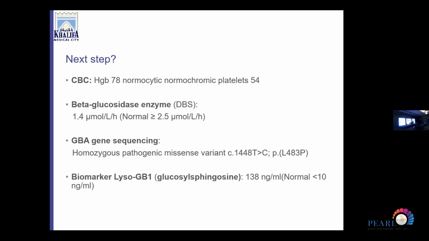And in addition, you can compound your diagnosis by sending a biomarker, which is the glycosylsphingosine, in short, lyso-GB1. And in Gaucher disease, this is always elevated.